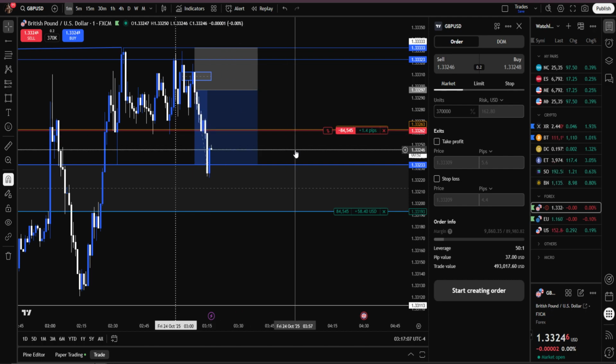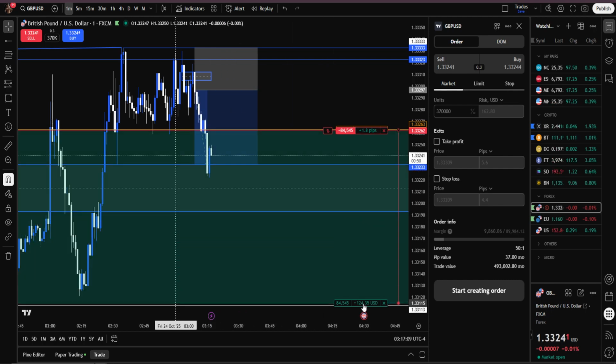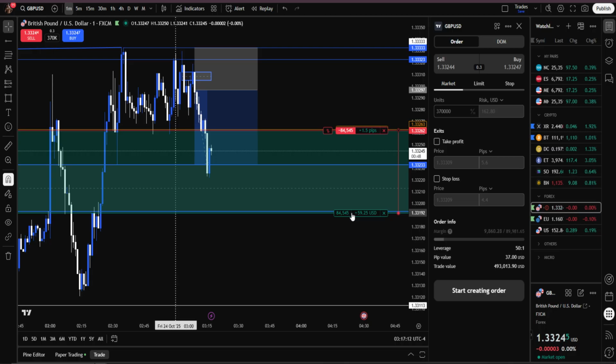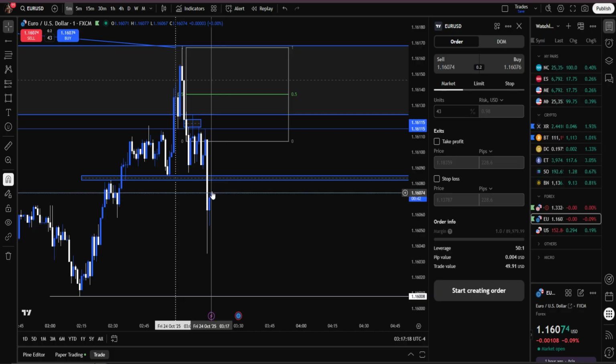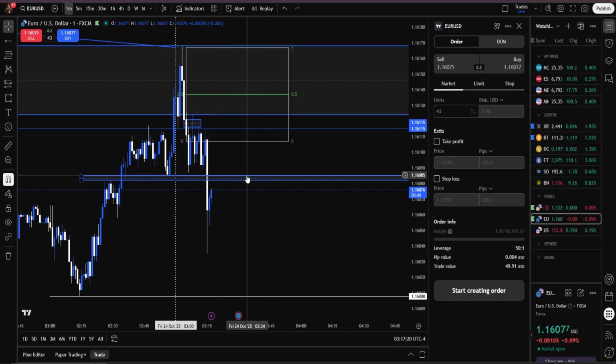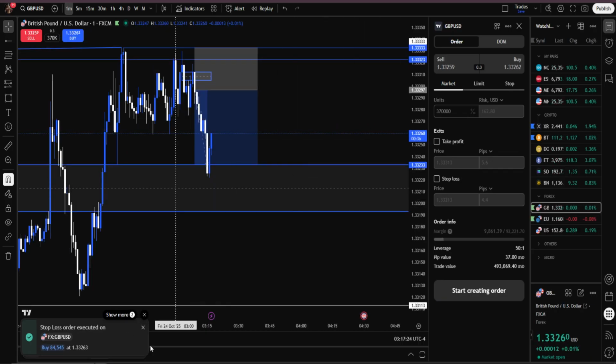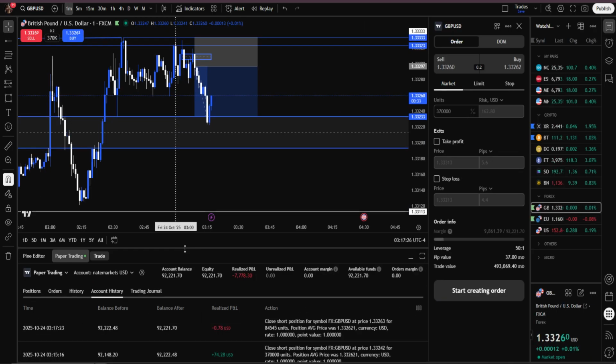React off this gap, bro. Please, just dump. Just dump, bro. If we can react off this gap, I just know Euro wants to go and hit this, dude. My gosh.